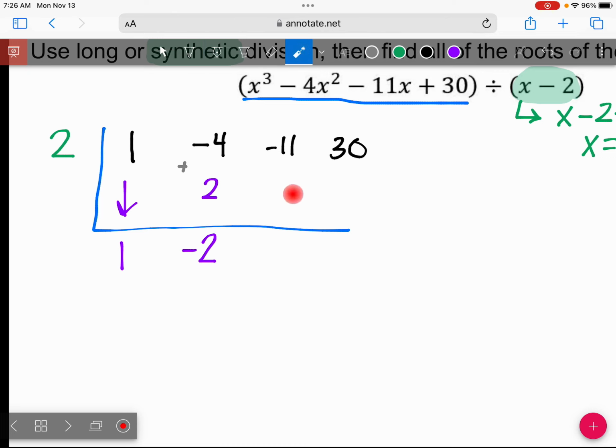What's going to go here? Negative 4. Sorry, I just couldn't hear. Negative 4. Then again, we add. Negative 11 plus negative 4 gives us negative 15. Negative 15 times 2 gives us negative 30. And when we add those, we get 0. This is our remainder.